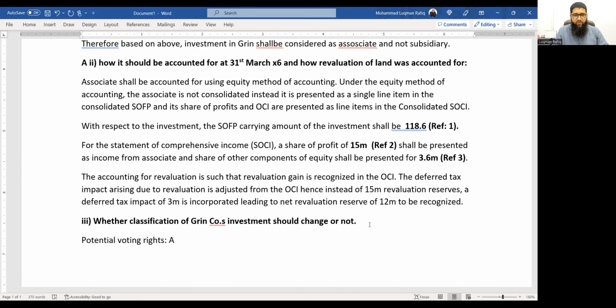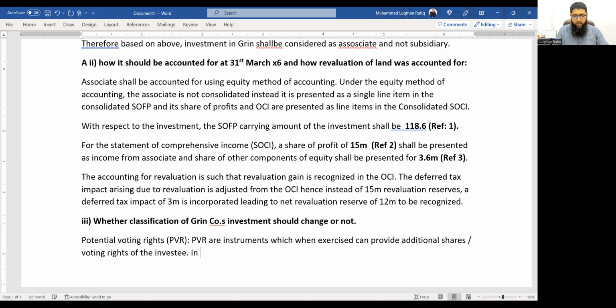Potential voting rights are instruments which, when exercised, can provide additional shares or voting rights to the investor. The potential voting rights shall be considered in the evaluation of control if these potential voting rights are substantive.